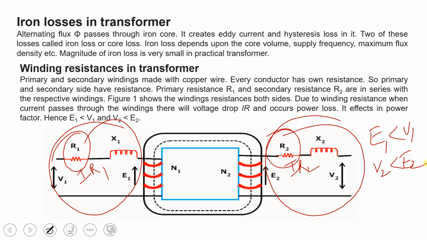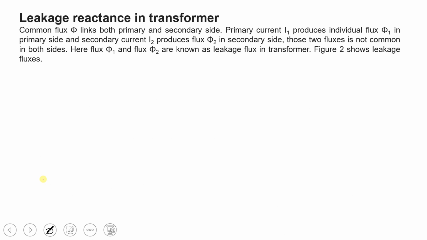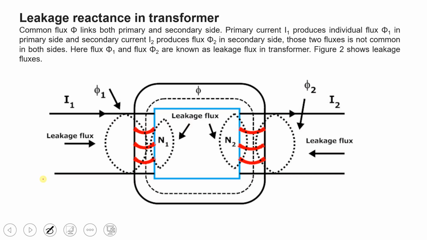Next I will explain leakage reactance in the transformer. Common flux phi links both the primary and secondary side. Primary current I1 produces an individual flux phi 1 on the primary side, and secondary current I2 produces flux phi 2 on the secondary side. These two fluxes are not common to both sides. Hence, flux phi 1 and phi 2 are known as leakage flux in the transformer, as shown in this figure.